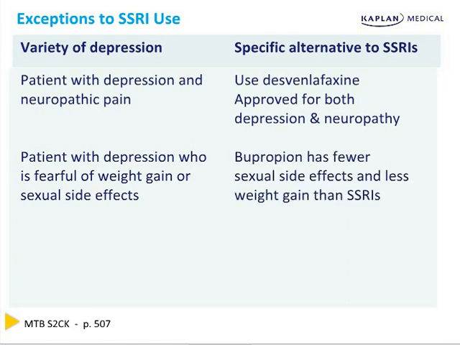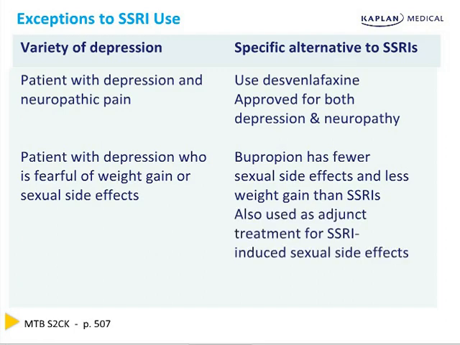Here, you'd use bupropion. Bupropion has fewer sexual side effects and less weight gain than SSRIs. It's also used as an adjunct treatment for SSRI-induced sexual side effects. So if there are performance issues in the bedroom, think bupropion.